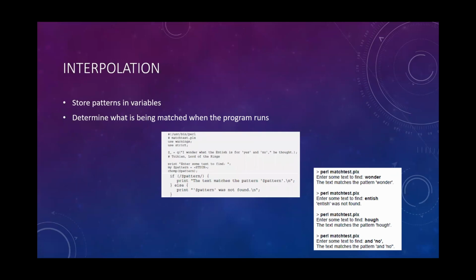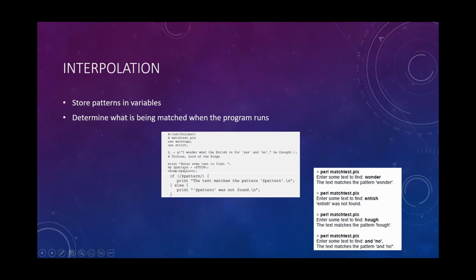We can do something called an interpolation, and it's going to store patterns within a variable. This is going to allow us to match a pattern when the program runs. So the main lines here are the pattern equals the STDIN, and then we chomp the pattern, and then if the pattern. So this right here is our main block.